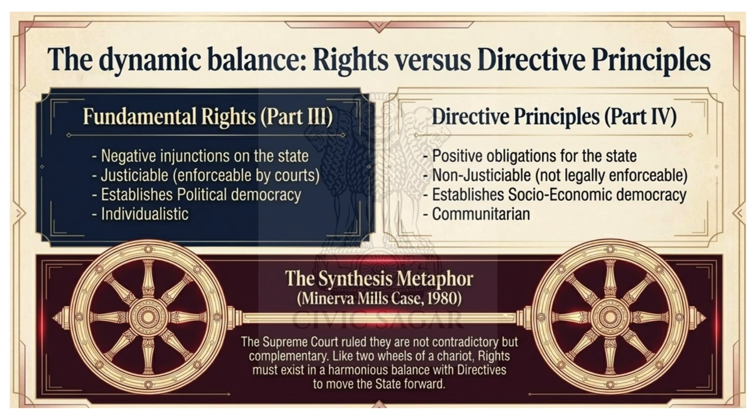We conclude with the ultimate question: how do fundamental rights interact with the rest of the Constitution? First, consider the relationship between fundamental rights in Part 3 and directive principles in Part 4. Fundamental rights act as negative injunctions on the state to protect individual liberties and establish a political democracy. Directive principles are positive obligations meant to guide the state toward a socio-economic democracy for the community.